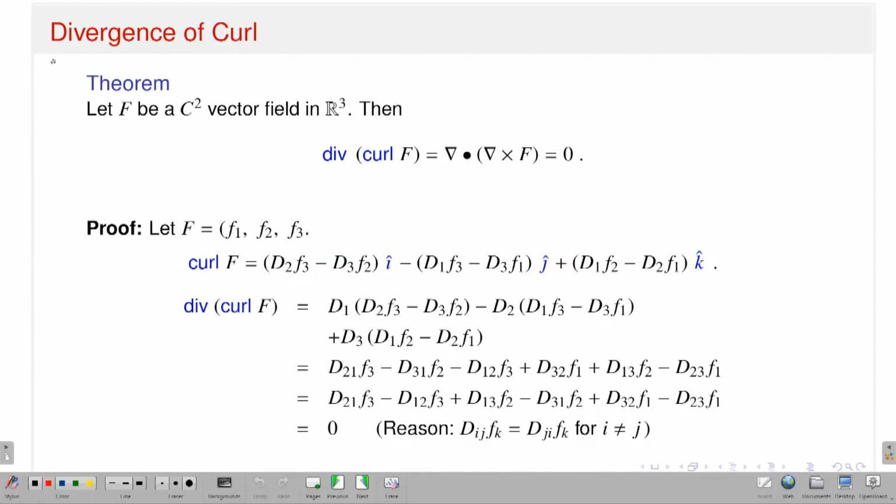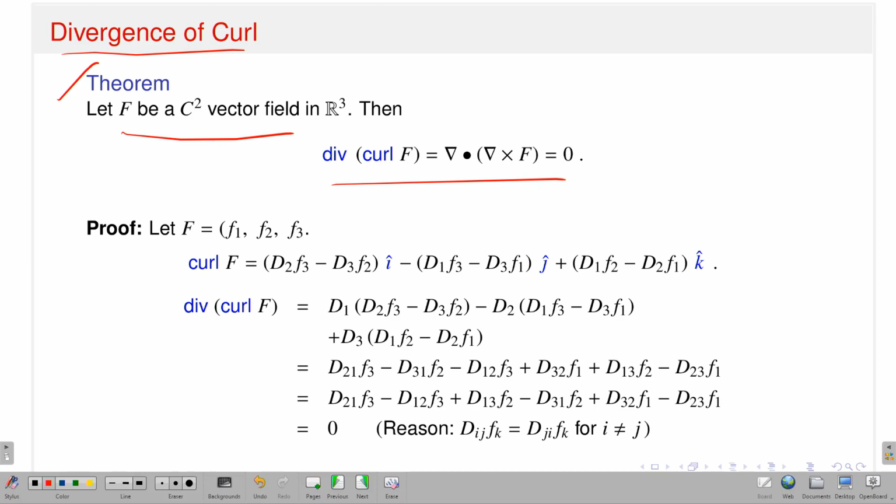Okay. There is a theorem, divergence. If I have a curl, so if I take the divergence, then what will happen? So, this I put as a theorem. Let capital F be a C2 vector field, I am assuming, that means twice continuously differentiable. Then this is the formula, you can just calculate it.